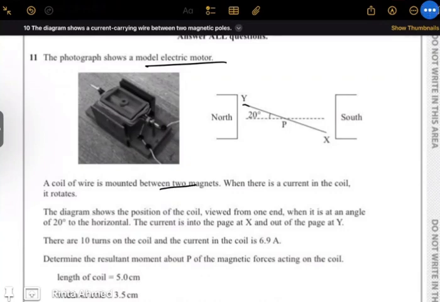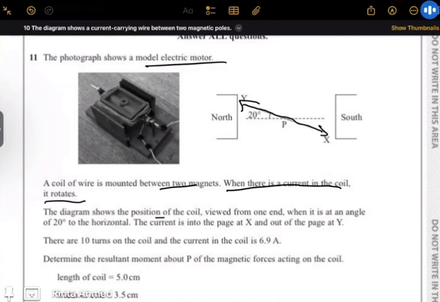So this is the wire which is mounted between the two magnets, north and south. When there is a current in the coil, it rotates. So this is a current carrying conductor. This is a current carrying wire, the wire through which the current flows.